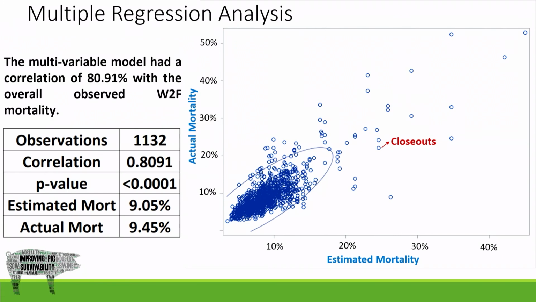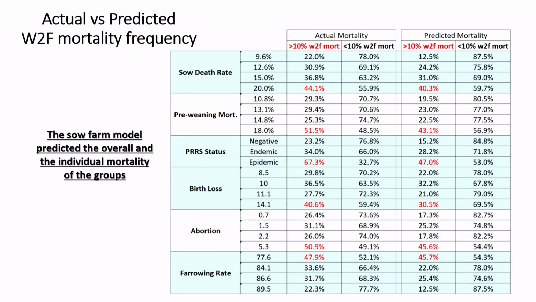So again, this confirms the importance of the pre-weaning phase to the post-weaning phase. This is the same data using the model, but I broke it down for a few of the variables that are included in the model. If we look at the column of actual mortality, we have the groups that had more than 10% wean to finish mortality. And we can see that for higher sow death rate, for the higher pre-weaning mortality, for the epidemic PRRS status, pretty much most of the groups were within the 10% of wean to finish mortality.